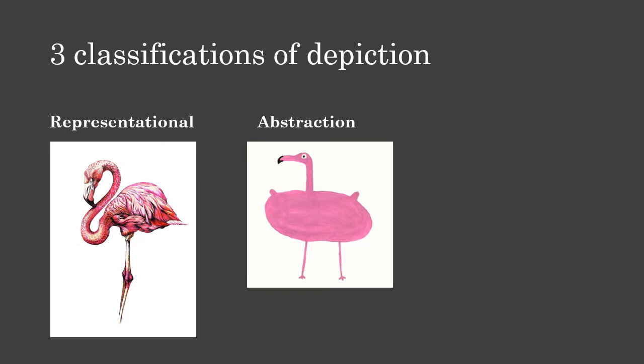So again, this example of an abstract depiction of a flamingo, I think everyone can still recognize flamingo. There are still enough key elements that we associate with that animal. However, that's definitely not what a flamingo actually looks like. So there's been a bit of abstraction of the form.